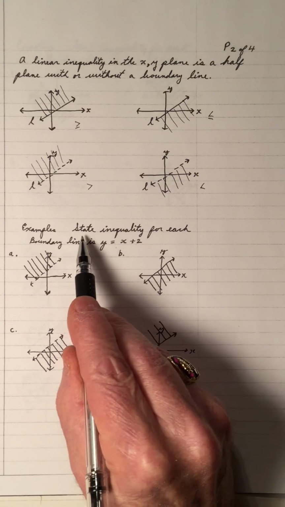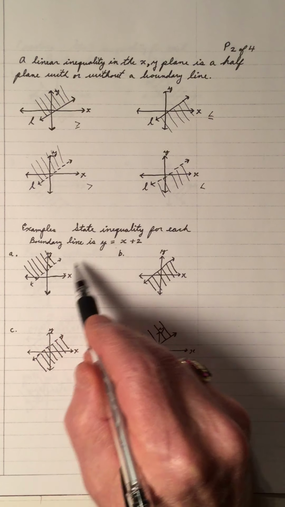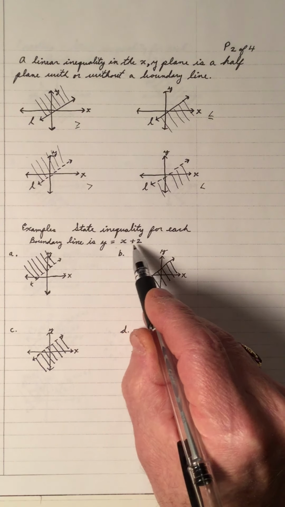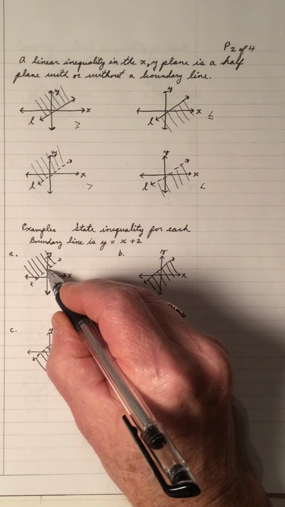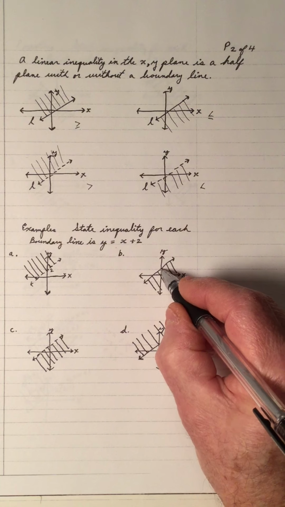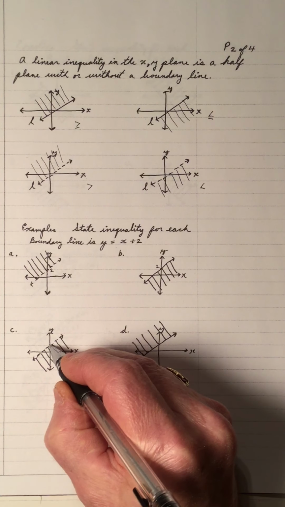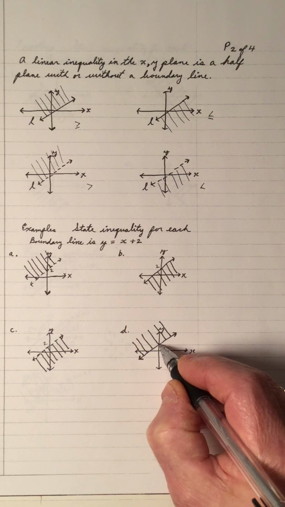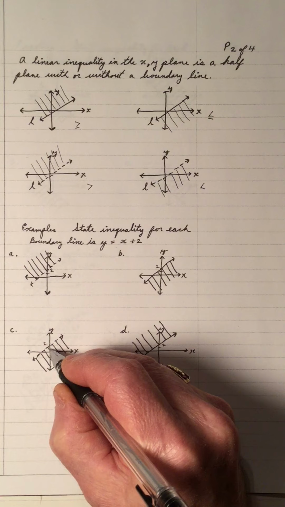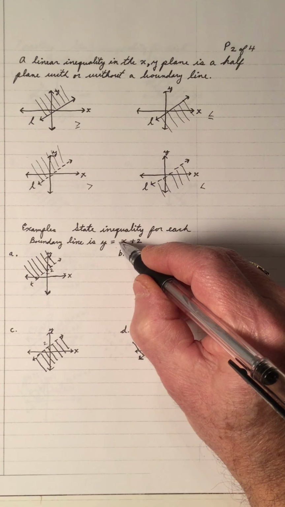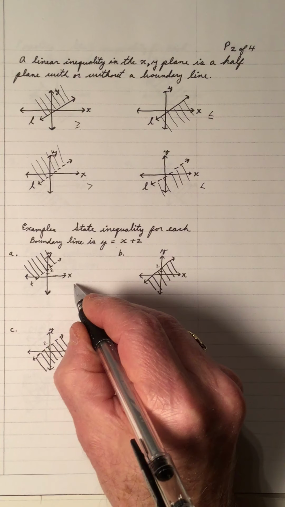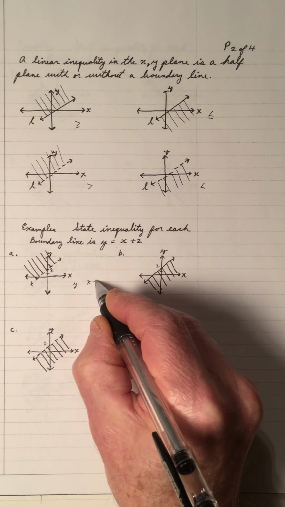More examples. State the inequality for each. The boundary line for each of these graphs is y equals x plus 2. So if you say that's 2 right there, that's a 2 y-intercept on all of these graphs, so there's the 2. I'm just indicating that that's the 2. And the slope is 1, which means up 1, right 1. So if this is the boundary line, I have y equals x plus 2.